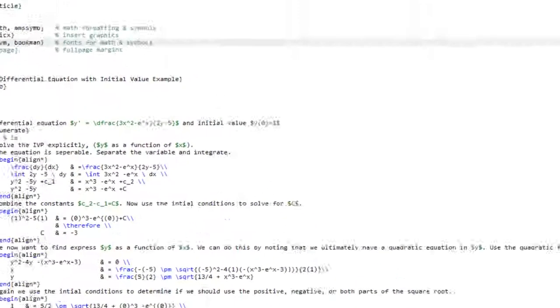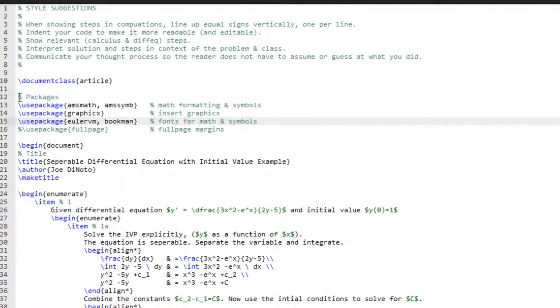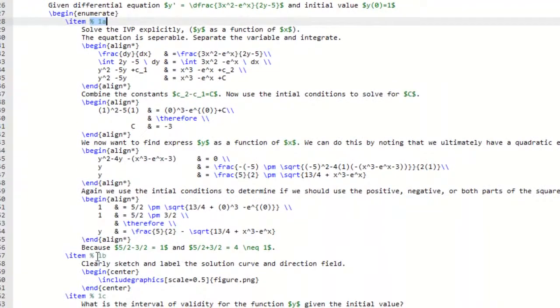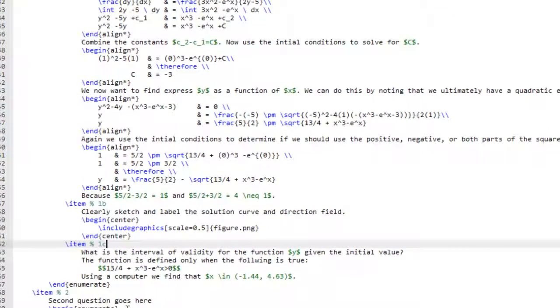And everything is clearly labeled. I've got my packages labeled, I've got my title bit labeled, and then I've indented everything so that I can easily find what's what. And then for each problem, I tell what problem and what part it is in case I need to go and edit stuff later, or send it to my instructor maybe, and have my instructor look at it and then change the code around.